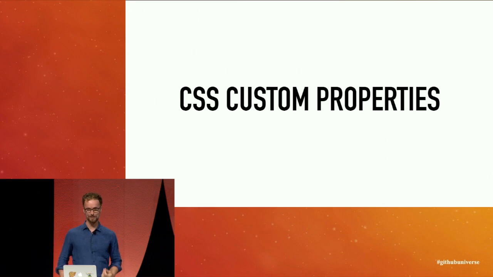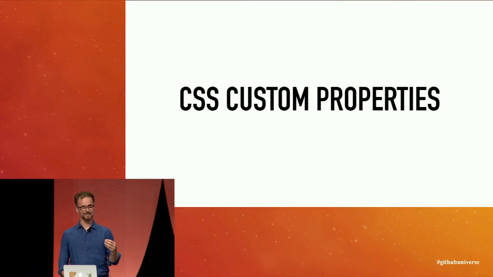CSS custom properties. If you're familiar with Sass or LESS or some of those other CSS preprocessors, there's this concept of variables. If you want to define a color or a width or a font family, and you want to keep your style sheets DRY, typically you would use a preprocessed language to do that. But CSS custom properties actually allow you to do that with just vanilla CSS. This is part of the CSS spec that's now in Chromium, so it gives you a lot of flexibility.